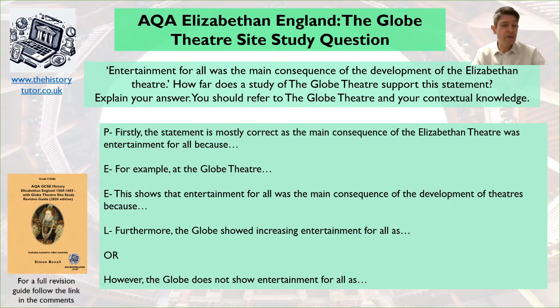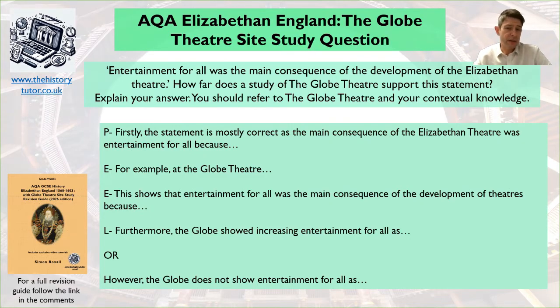It's so important in your first sentence to set an argument up. If you're just saying Globe Theatre was built because of entertainment for all, that's quite limited. Okay, try and say some more, create more of an argument. So first statement is mostly correct, or you could say partly correct. As a main consequence, Globe Theatre was entertainment for all because, try and set up an argument. Okay, then support that with some evidence. Because you've given more of an argument, it should link neatly to some evidence.